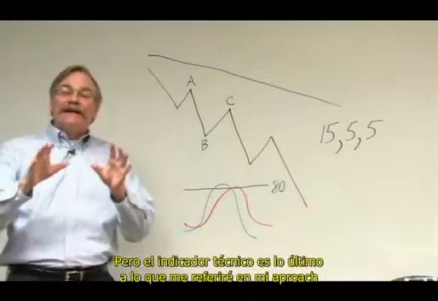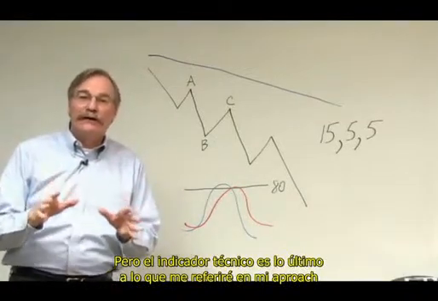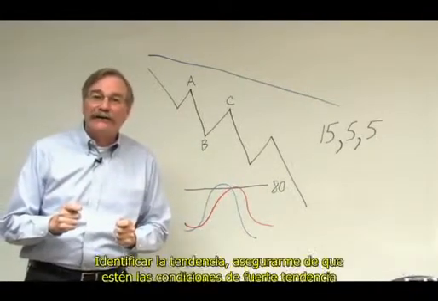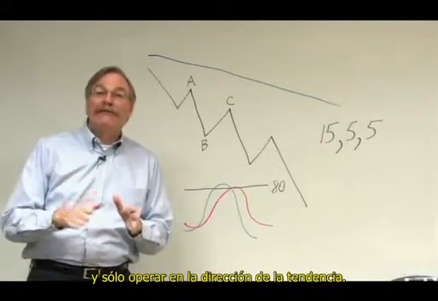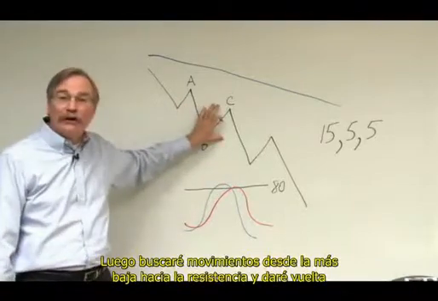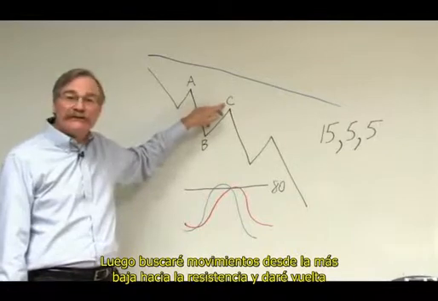But again, the technical indicator is the last thing I want to refer to in my trading approach, not the first thing. The first thing I want to do is identify the trend, make sure I'm in a strong trending market, and only look for trading opportunities in the direction of the trend. Then I want to look for a move off of a low if in a downtrend. Otherwise, I'm looking for a rally up to resistance to sell.